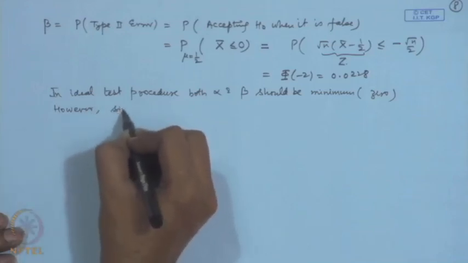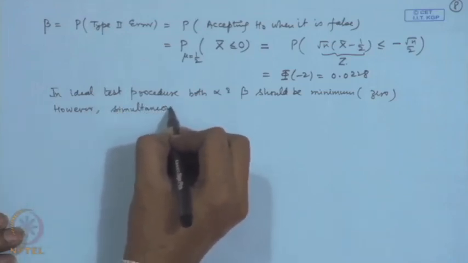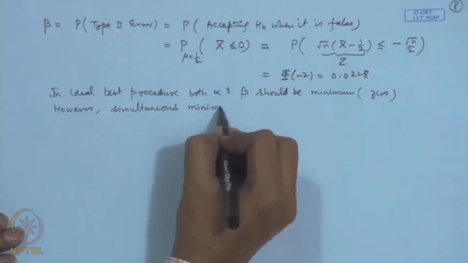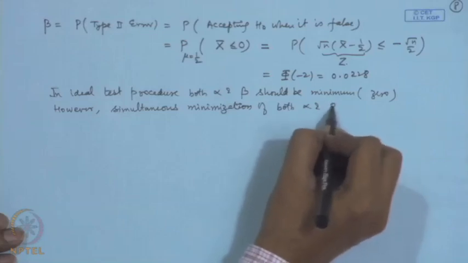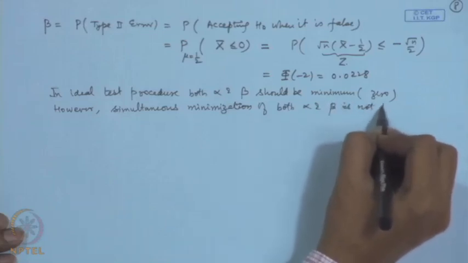Now, if the set is empty, then the probability of accepting H naught will become almost 1, but if there may be a variation in the null alternative hypothesis value, then it may be a very high value. However, simultaneous minimization of both alpha and beta is not possible.